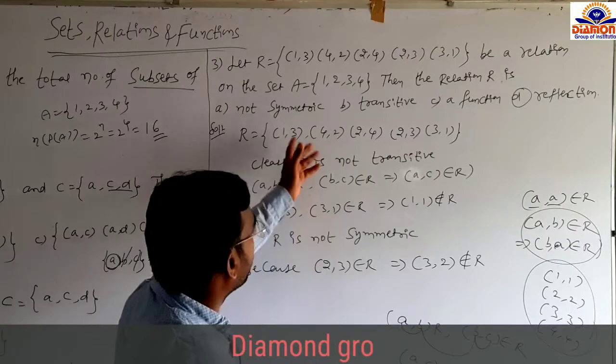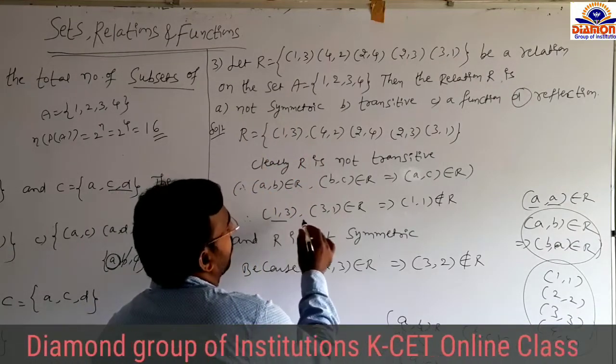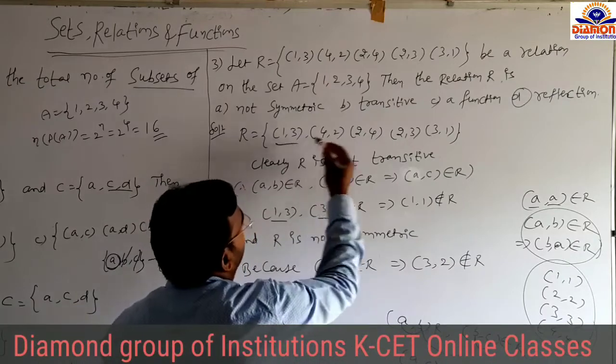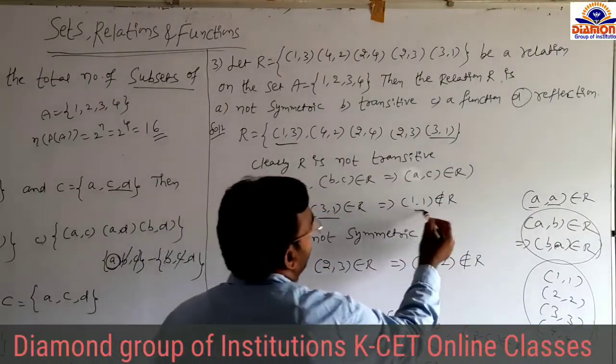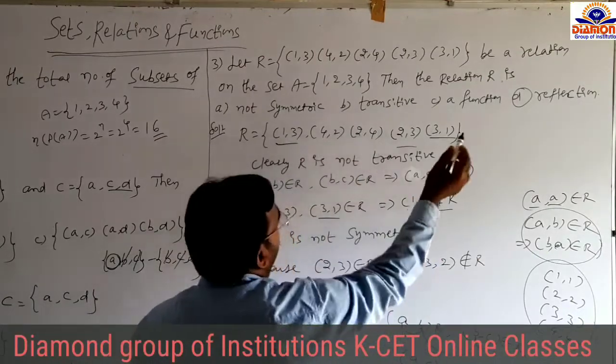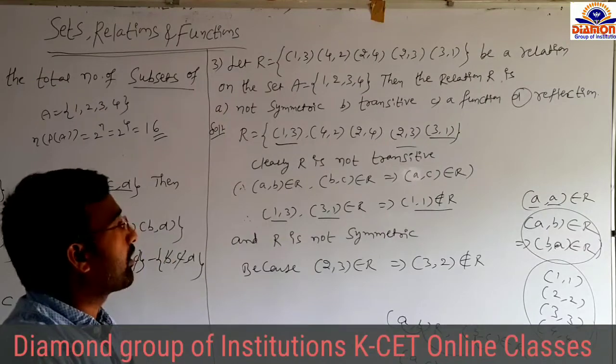Next, the transitive condition is verified. This is also not transitive, because if you take (1, 3) and (3, 1) belongs to R, (1, 3) is given, (3, 1) is given, but (1, 1) is not given in this relation. So that's why this is not transitive.